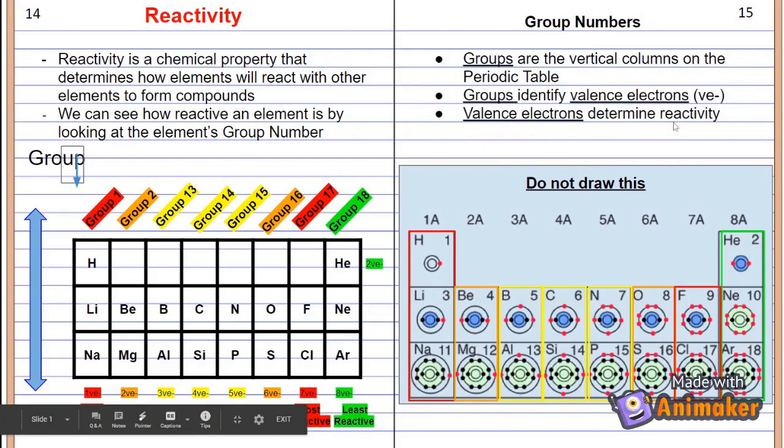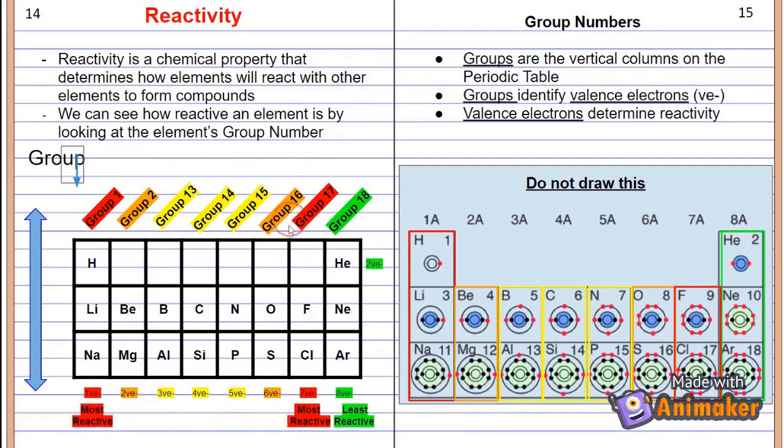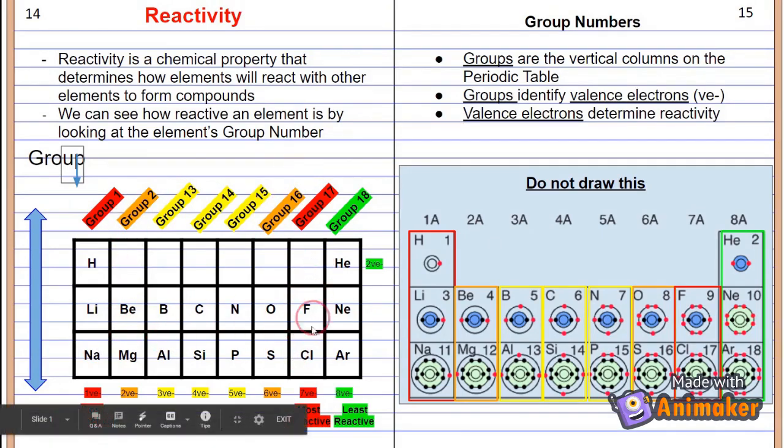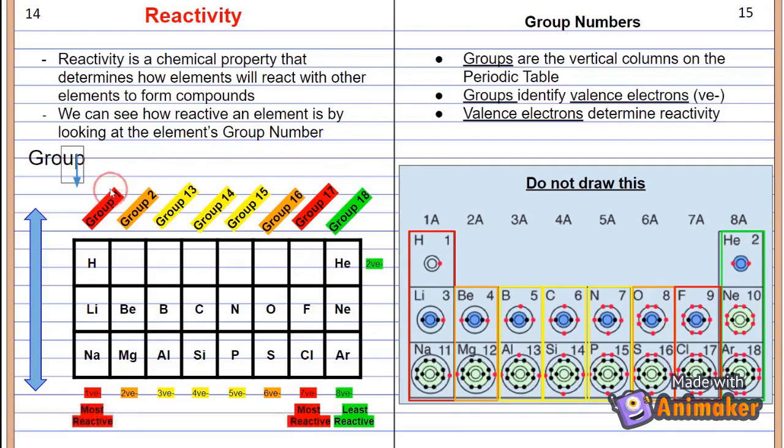So the valence electrons determine how reactive. If you're Group 1 or Group 17, you're extremely reactive. If you're Group 2 or Group 16, you're still reactive, but not as much as Group 17 and Group 1. That's why these are in red. If you're Group 18, you're really not reactive at all. You're pretty calm. You have a full shell, don't need to share electrons with anybody.